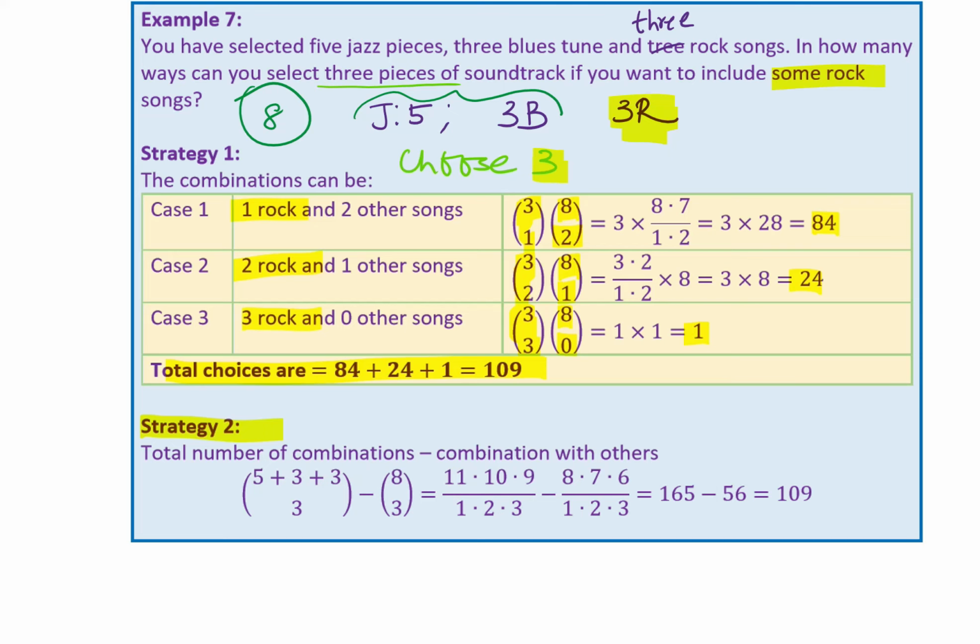So total number of combinations minus the combinations with no rock. No rock means you're selecting all the 3 from jazz and blues, which are 8 in number. Correct? And the total number is 5 plus 3 plus 3, which is 11. So total choices are 11 choose 3, and from them take away 8 choose 3 to get your answer, which will again be 109 as expected. Perfect.